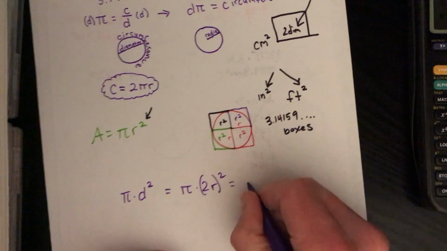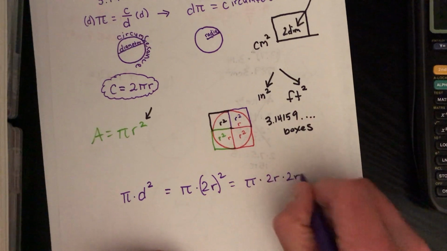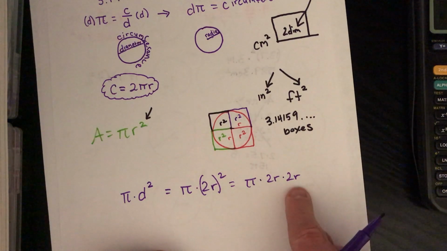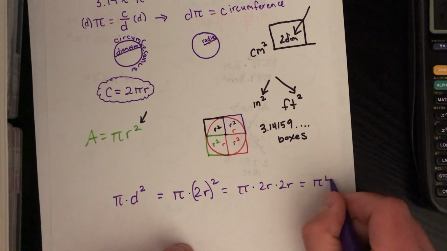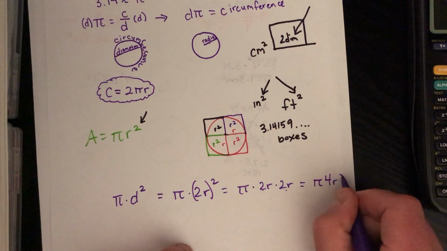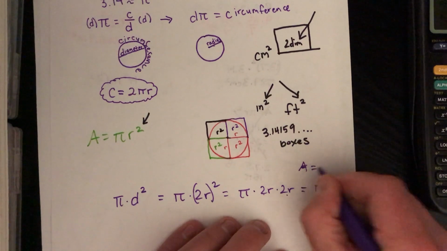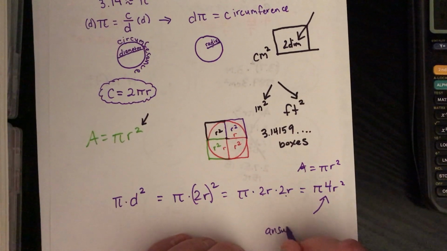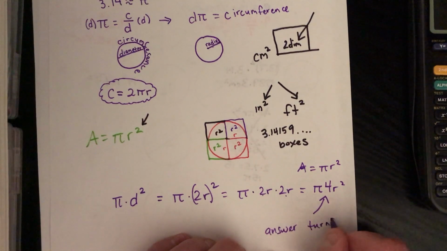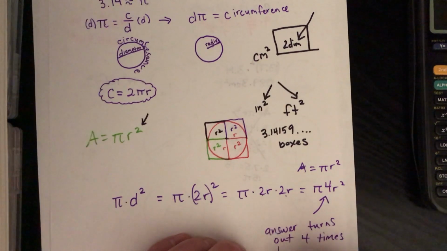And so what you wind up doing is pi times 2r times 2r, because I'm just multiplying 2r by itself. And you get pi times 4, the 2 times 2, r squared. And so you get this 4 that you don't want, because the formula is actually area equals pi r squared. So your answer will turn out 4 times too big if you accidentally do that.